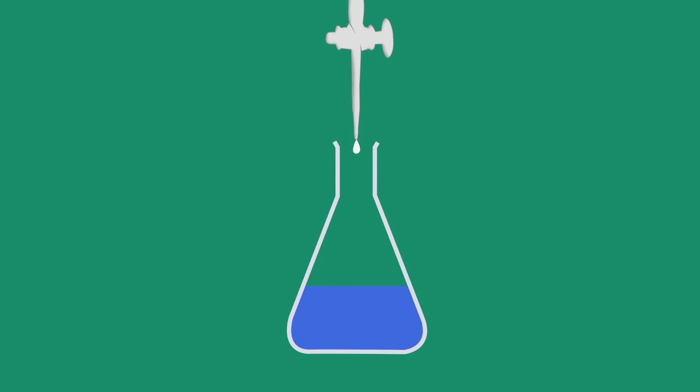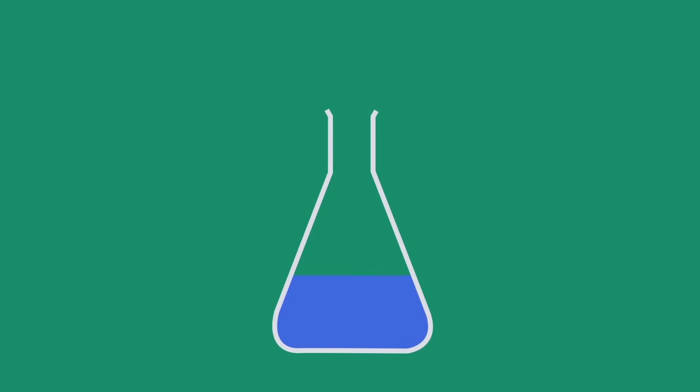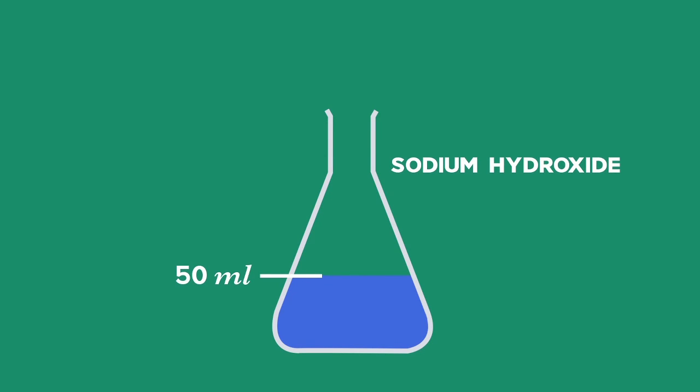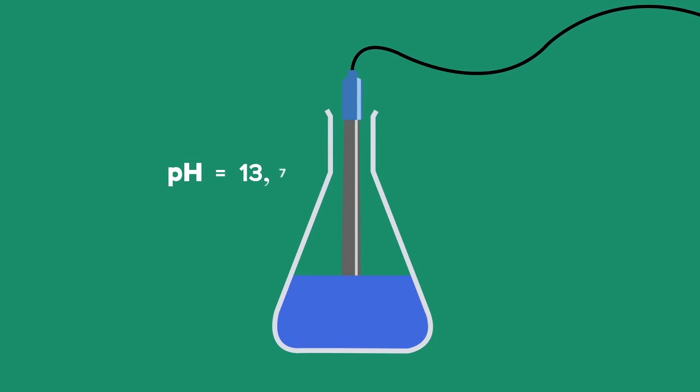One last thing to look at in relation to indicators and pH is to measure the pH as equal volumes of acid are added to a base during a neutralization reaction. Start with a measured quantity of base. Here we choose to use 50 milliliters of sodium hydroxide. Bromothymol blue is chosen as the indicator for this investigation. It is blue in the base. Use a pH probe to measure the pH of the solution at the start and each time acid is added to it.